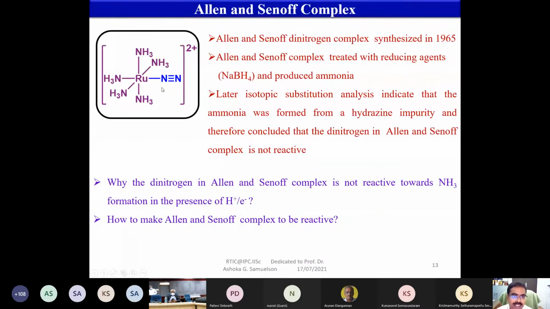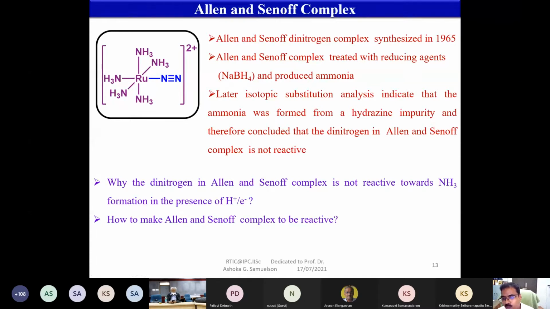Okay, we all know the Allen and Senoff dinitrogen complex. This is the first complex reported in the literature where we can see dinitrogen coordinated to ruthenium. And when they reported the crystal structure and all other things, soon after that they also reported that the dinitrogen can be functionalized.